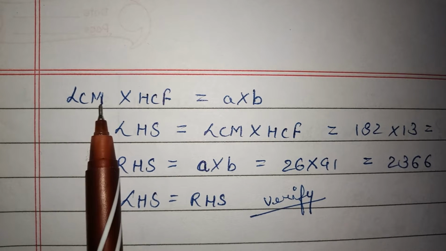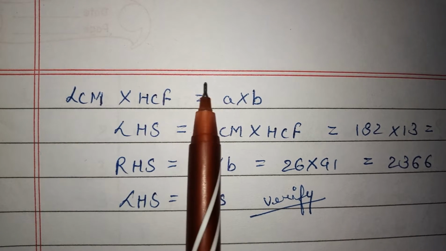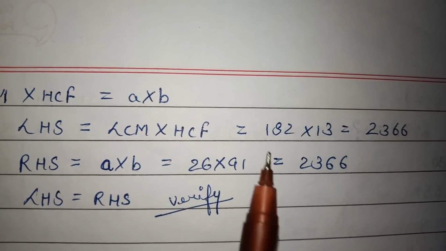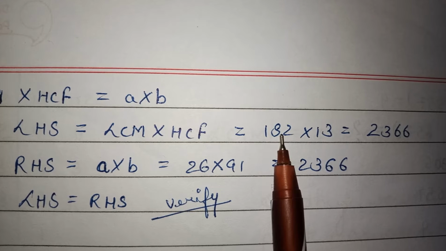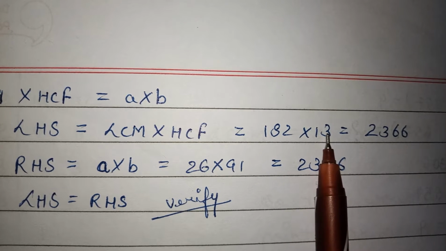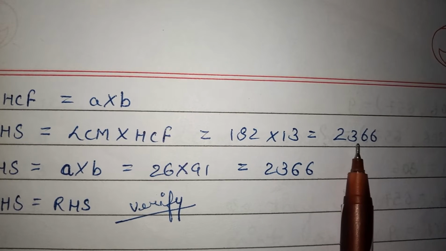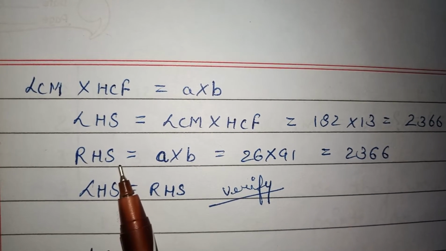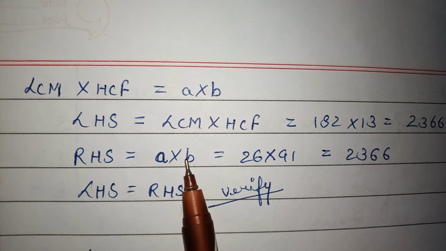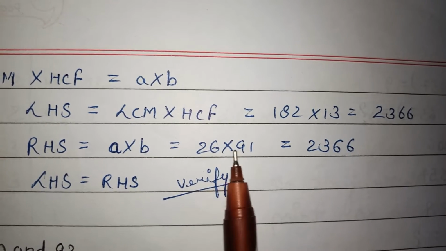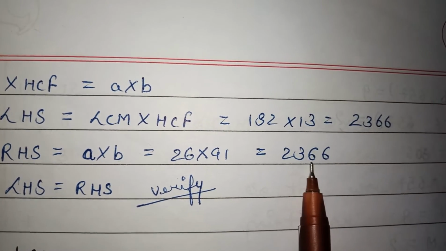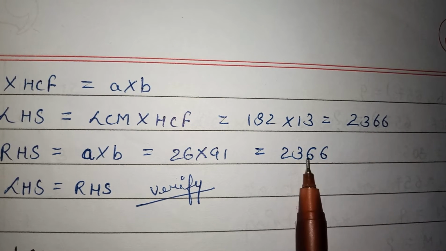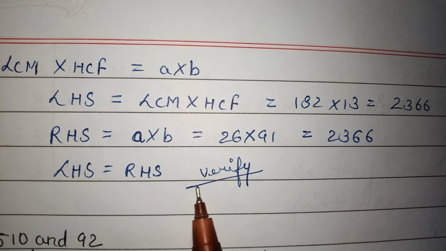So taking the LHS, that is the left hand side of this equal, I have LCM into SCF. Now I will solve it. 182 was the LCM and 13 was the SCF. After multiplying this, I get 2366. Now solving the RHS, that is the product of these two numbers, 26 into 91. Again I get 2366. So both LHS and RHS are equal, hence I have verified this.